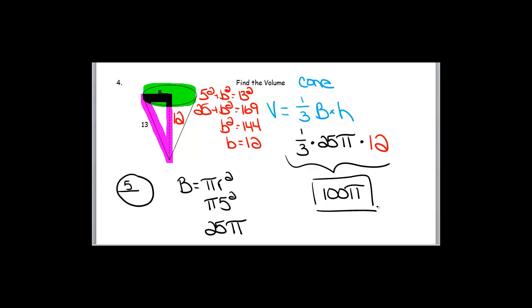So there you have it. The formulas have not changed whatsoever. So prisms and cylinders go together, pyramids and cones go together. The biggest issue is when we encounter a circle, P is the circumference, which is d pi, B is the area, which is pi r squared.